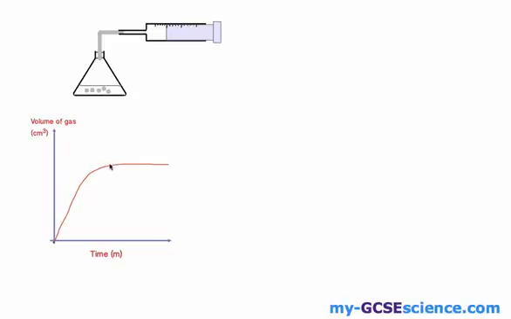You don't collect any more than a certain amount of gas, and this is because the reactants, either the acid or the marble chips, have been used up. So the reactants are used up, and therefore there's no more gas produced, so this is leveled off. This is the maximum amount of gas that can be produced.